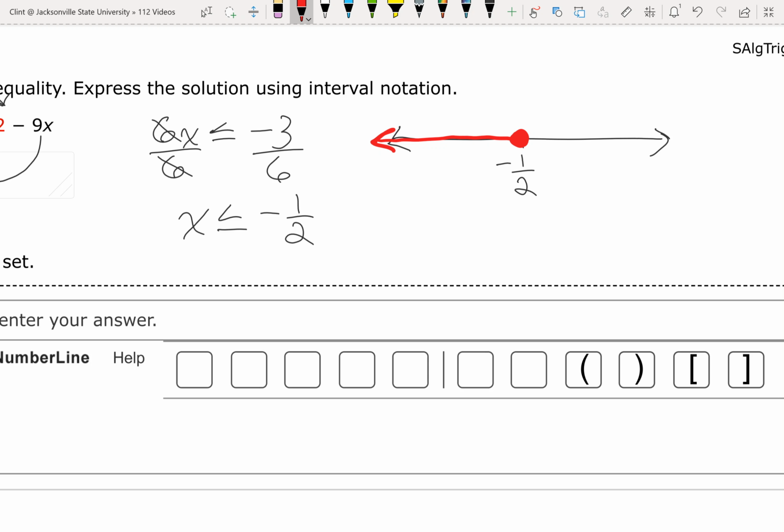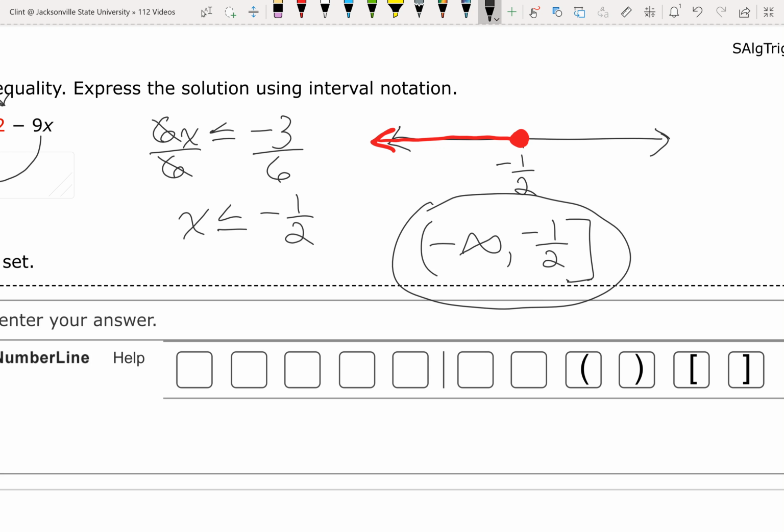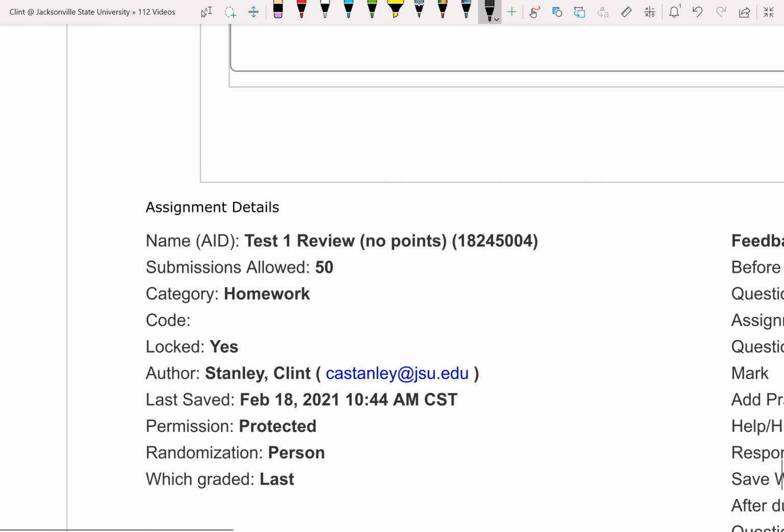Okay. And then for our interval notation, how small can our answer be? Well, it goes forever to the left, so negative infinity. Infinities always have a parenthesis. Then how big can we get? We're going to go all the way up to negative 1/2, and we are including negative 1/2, so we use a square bracket. So there's our interval notation, and then above that is our number line. Okay, so there we go.